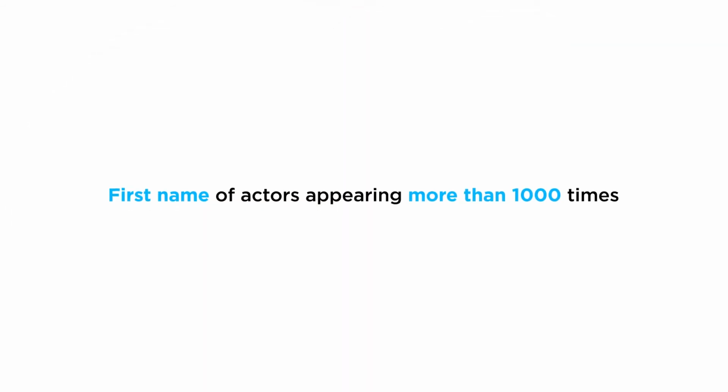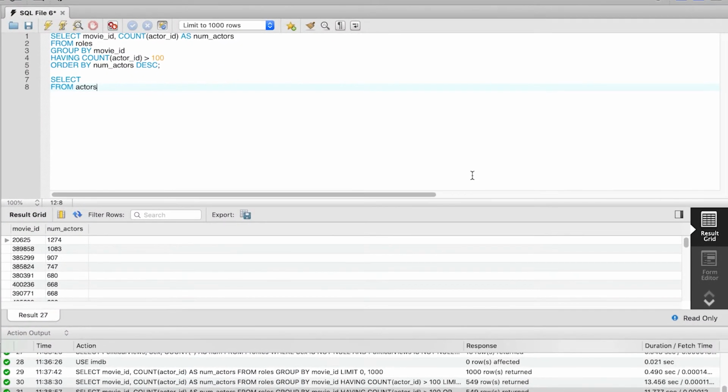We want to find the first name of actors that appear more than 1,000 times. This information is in the actors table, so we write select from actors. And what we want to do is count how many times a first name appears. So the grouping attribute is going to be first name, and the aggregate function counts. So select first name, count star as CNT.